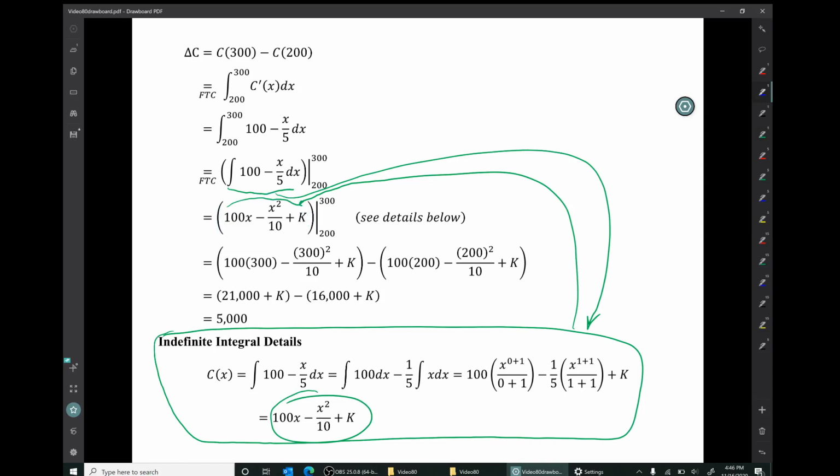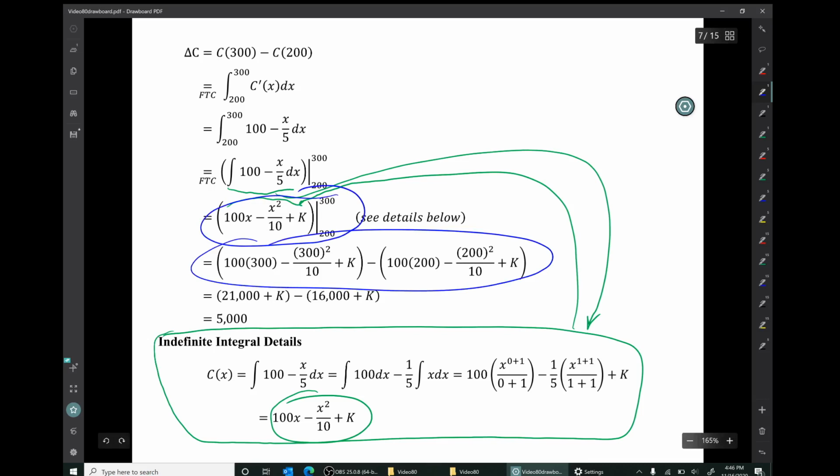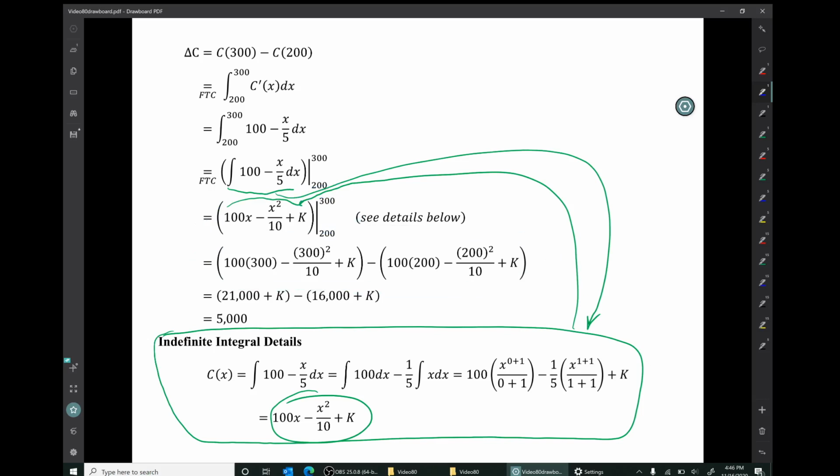The next step is to find the change in that function form from 200 to 300. And that's found by just simply plugging in 300 and plugging in 200 and finding the difference. Now notice that the indefinite integral, of course, being a function form, has a constant of integration, which goes back in when we put that function form back into those parentheses. But that constant of integration disappears in the subtraction step. So our final result is a number, this number 5,000.